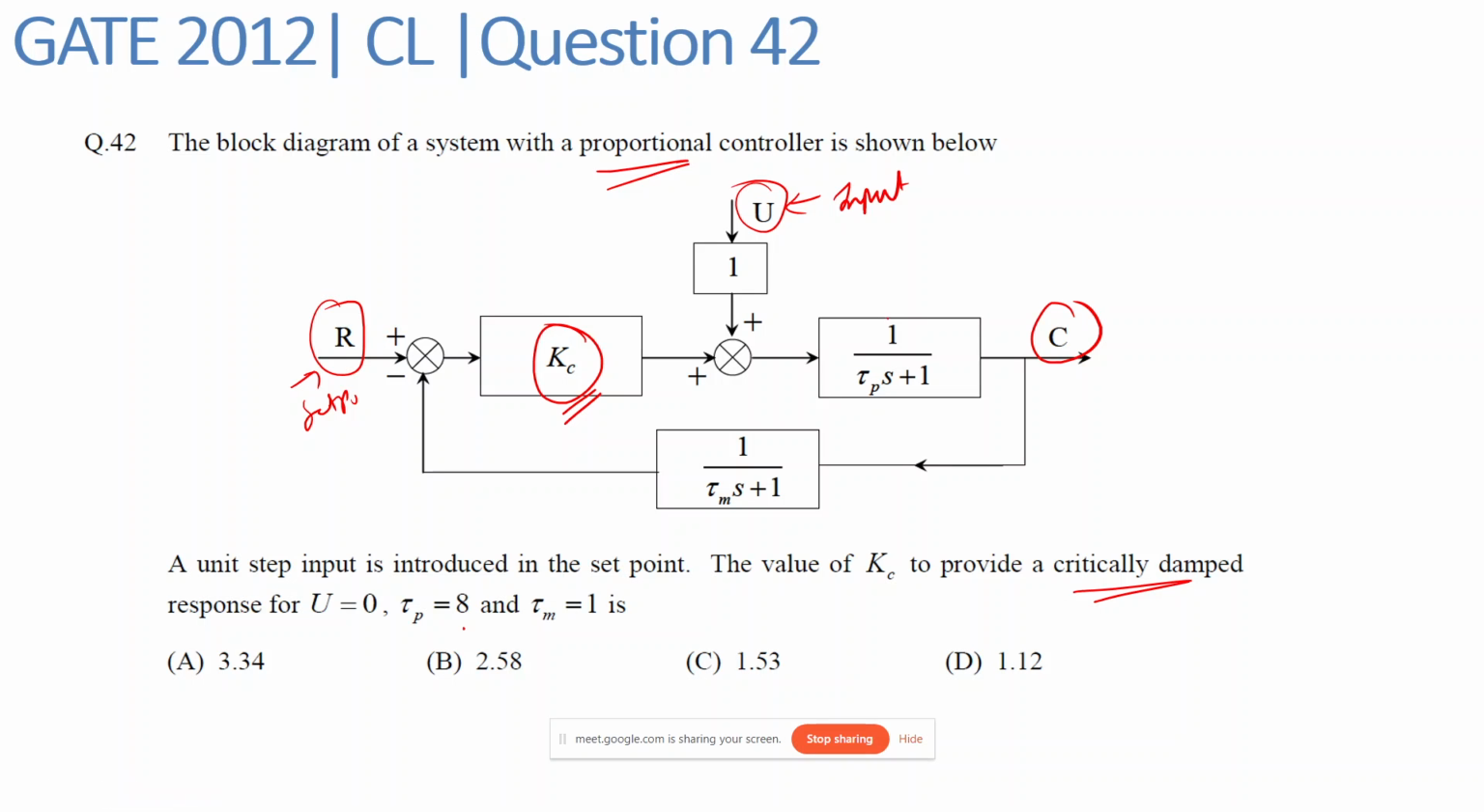Was that question clear, or do you have any doubts regarding this question?